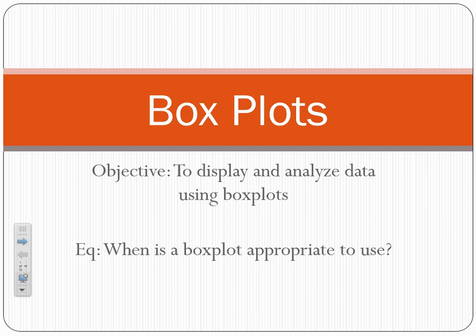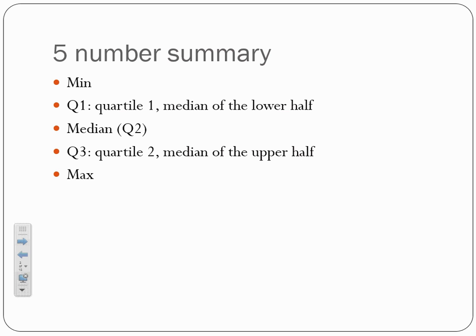Alright, so in this video we'll take a quick look at Boxplots. And in order to create Boxplots, the first thing that we need to do is make sure we're aware of what a 5-number summary is. What a 5-number summary is going to tell us is the minimum data point, the first quartile, the median, the third quartile, and the max.